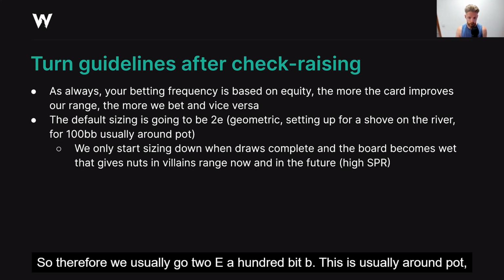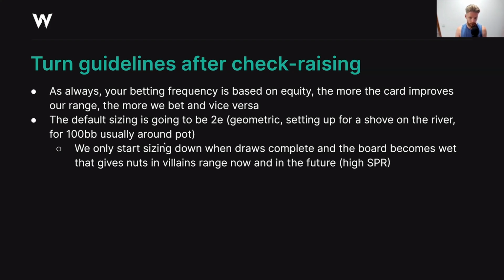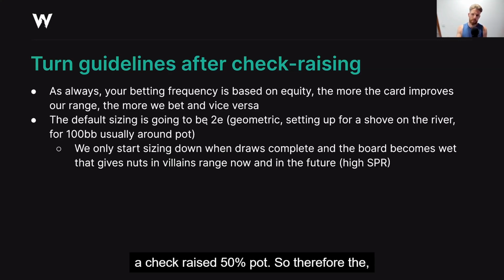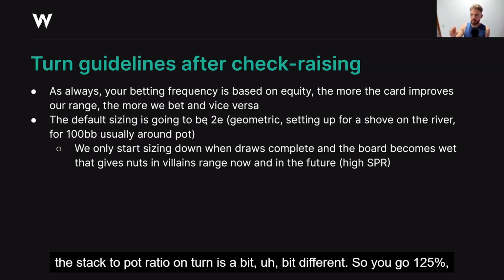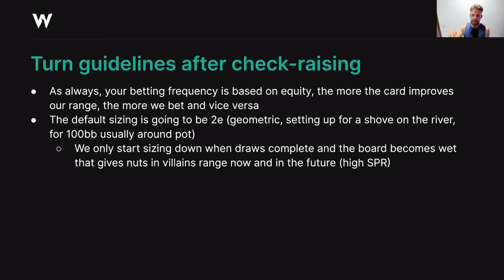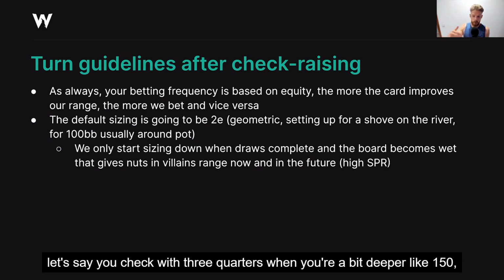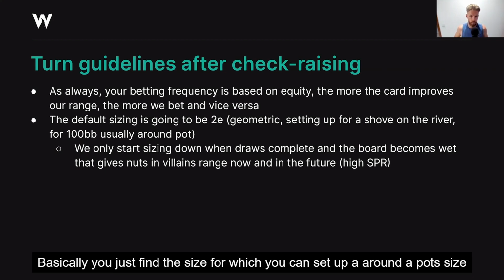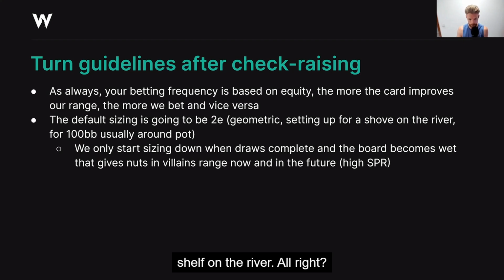So therefore, we usually go to E. 100 BB, this is usually around pot. So I think in some of these sims, it check raised 50% pot. So therefore, the stack to pot ratio on the turn is a bit different. So you go 125%. Let's say you check raise 3/4. When you're a bit deeper, like 150, we might always overbet the turn 125%. Basically, you just find the size for which you can set up around a pot size shove on the river. All right.